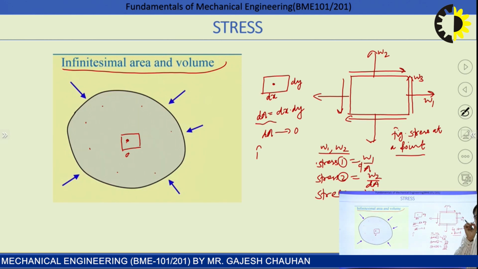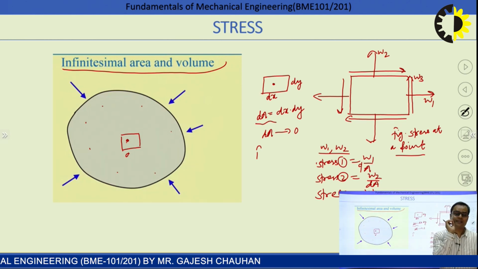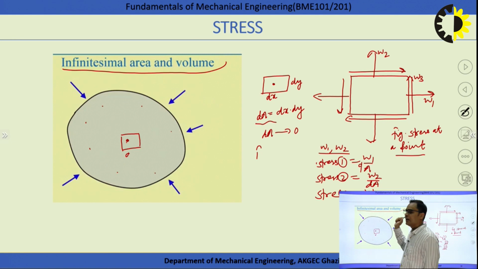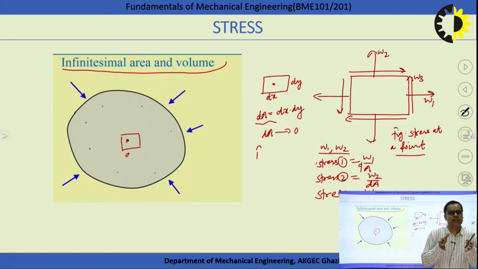So stress is a point description. Stress can be defined at a point. Because a point does not have any dimension, I am considering infinitely small area and volume, so that if it is restricted to 0, this area is 0 and it becomes a point.